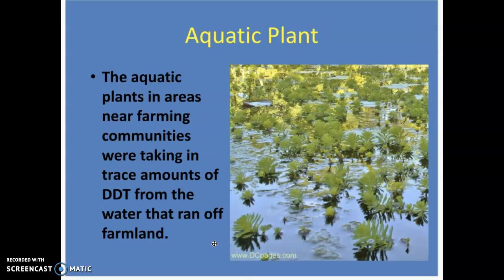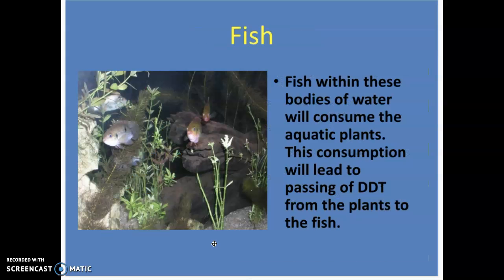So here's one food chain that we see with DDT. It was getting washed off due to rain, and it was being run off into the waterways. And once in the waterways, the plants were starting to absorb the DDT through their roots. So the plants now had DDT within them.